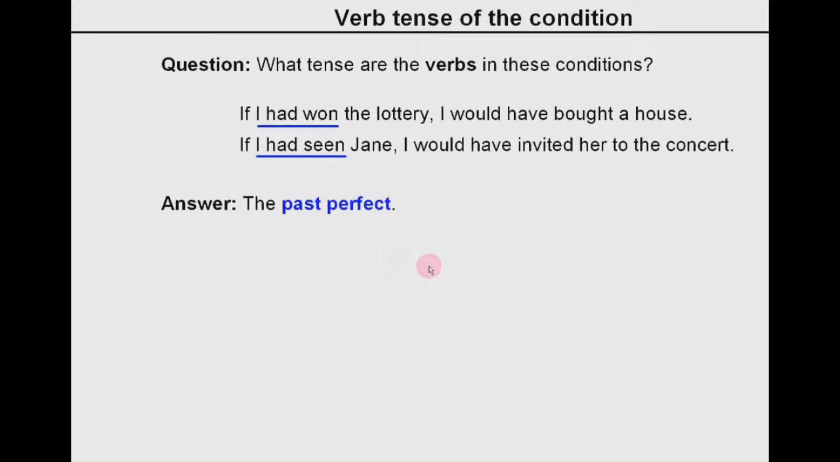the tense in both examples is the past perfect. The past perfect. I had won. I had seen. So the structure or the form of the condition in the third conditional is if, then the subject, and then the verb in the past perfect form. Okay, so that's the condition.